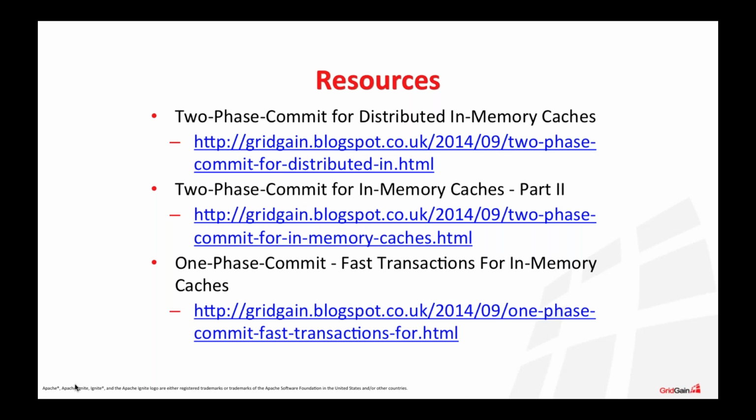So these date back from 2014. He discusses in quite a lot of detail a lot of these scenarios of what happens if we have a coordinator, a primary, and a backup. The backup fails, or the primary fails, or the coordinator fails. What is the situation and what happens? How does Ignite deal with these scenarios? And we've taken some of those scenarios to discuss today.